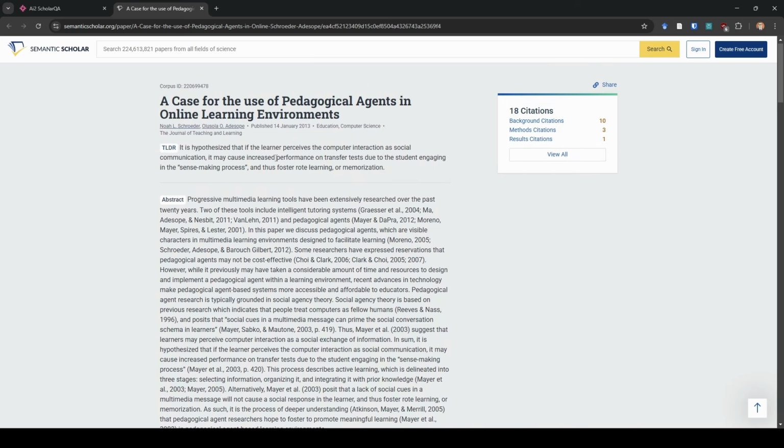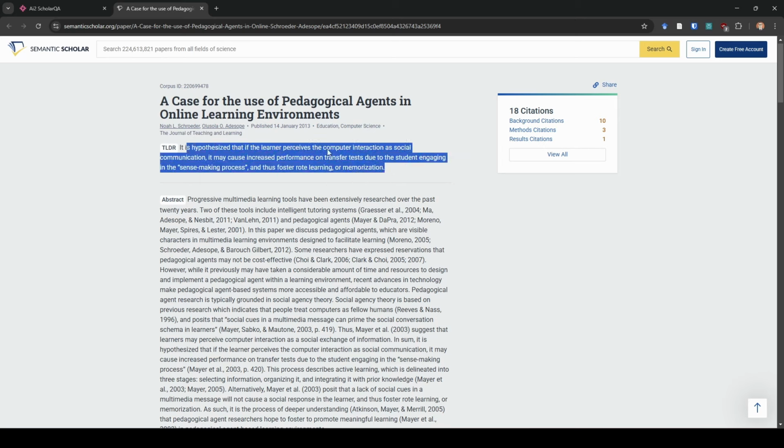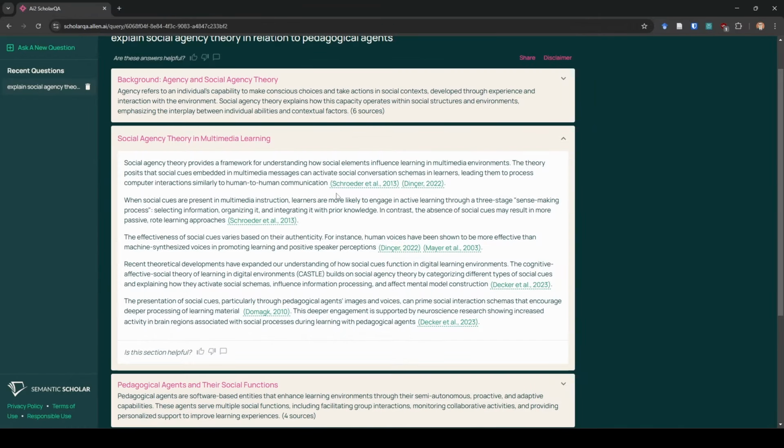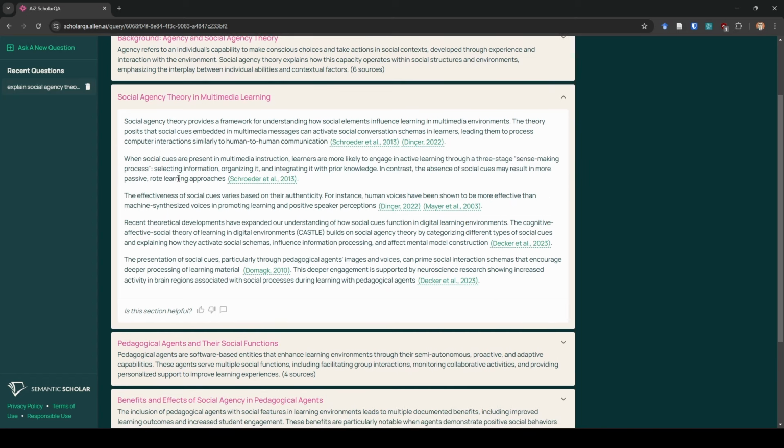And it's got this pretty cool little "too long, didn't read" here. Let me see. Oh, it's telling us the too long didn't read about social agency theory. So when social cues are present in multimedia instruction, learners are likely to engage in active learning through a three-step process. In contrast, yeah, this is all true. That goes back to cognitive theory of multimedia learning, which is kind of like the foundation for social agency theory in relation to pedagogical agents and multimedia learning.